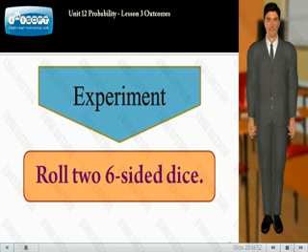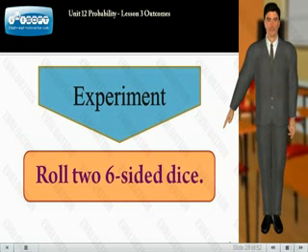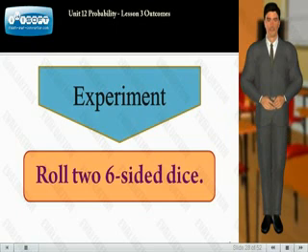Let's try another experiment. Let's roll 2 6-sided dice.